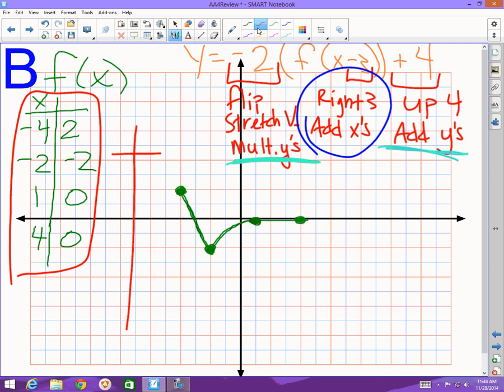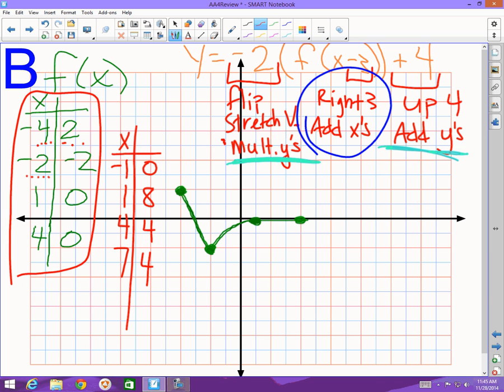If you add 3 to each one of the x values, a negative 4 plus 3 is a negative 1. Negative 2 plus 3 is 1. 1 plus 3 is 4. And 4 plus 3 is 7. Then if you take the y values and multiply by a negative 2, you'd get a negative 4, and then add 4 to get 0. A negative 2 times a negative 2 is a positive 4, plus 4 is 8. 0 times a negative 2 is 0, plus 4 is 4, and the same thing for that one.